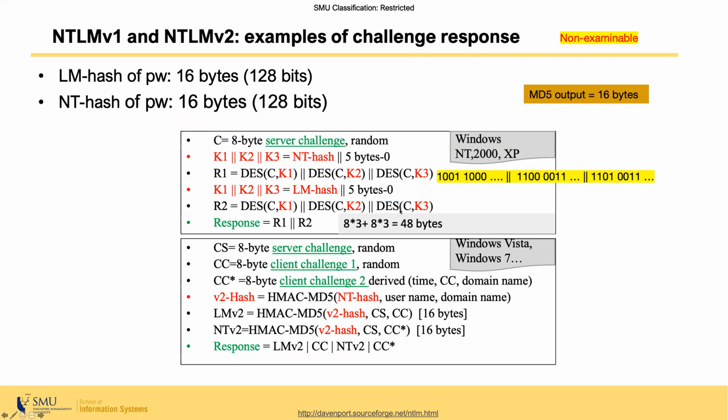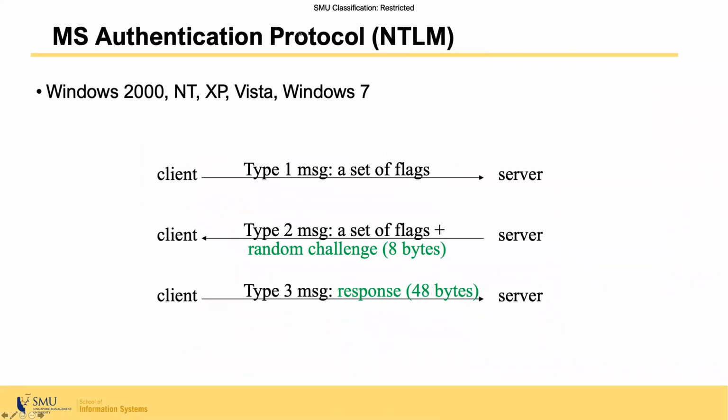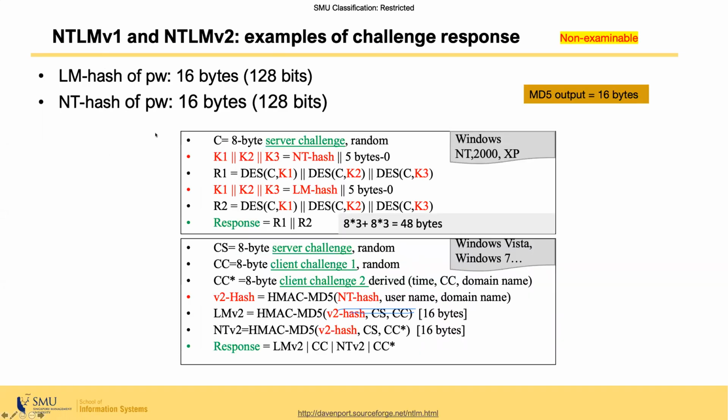And the concatenation of these 8 bytes each is denoted as R2. So the response is simply a concatenation of R1 and R2. And since both R1 and R2 have 24 bytes each, the size of the response will be 48 bytes, which is the size of the response as we discussed earlier in the earlier slide. So that is how the response is computed using NTLM version 1.